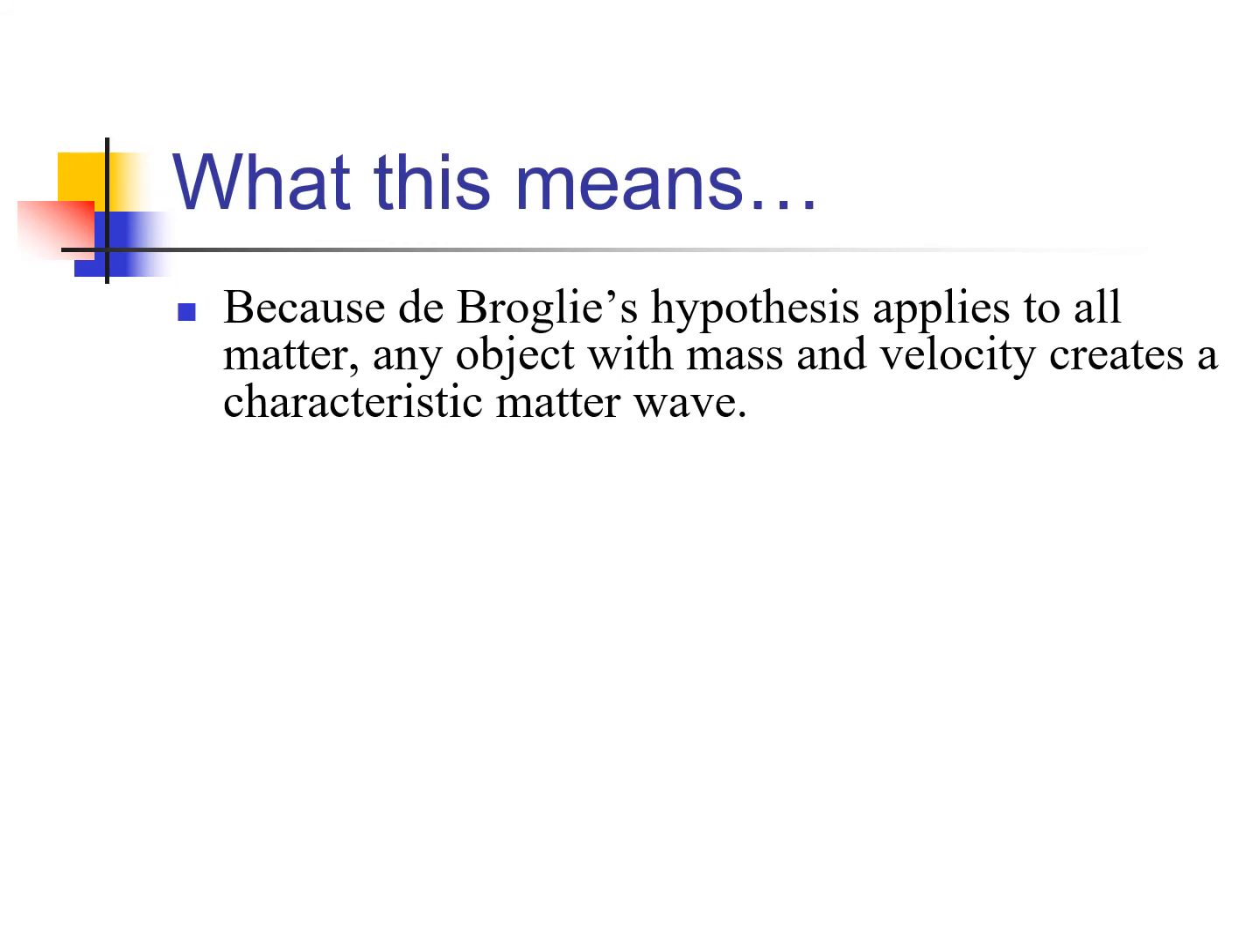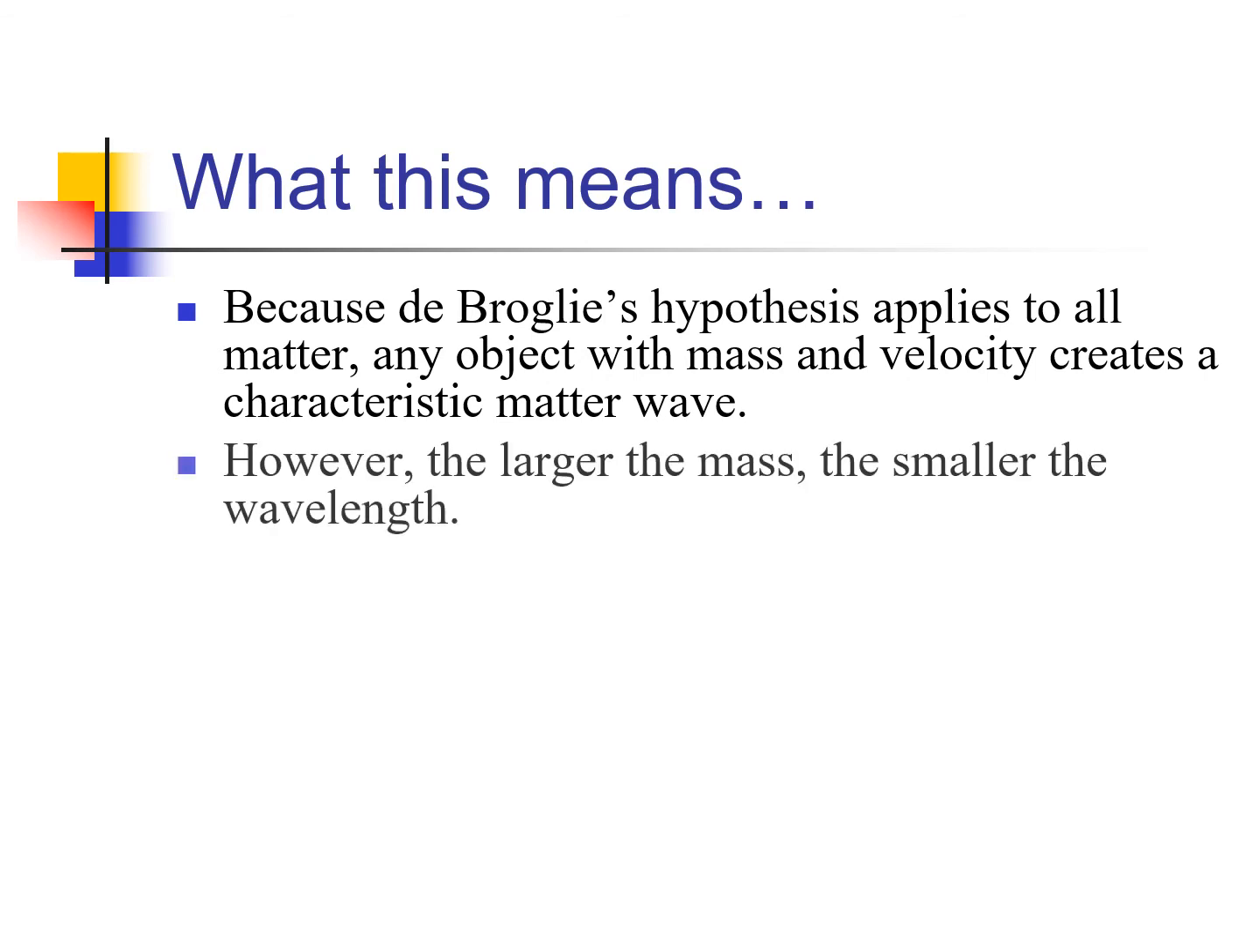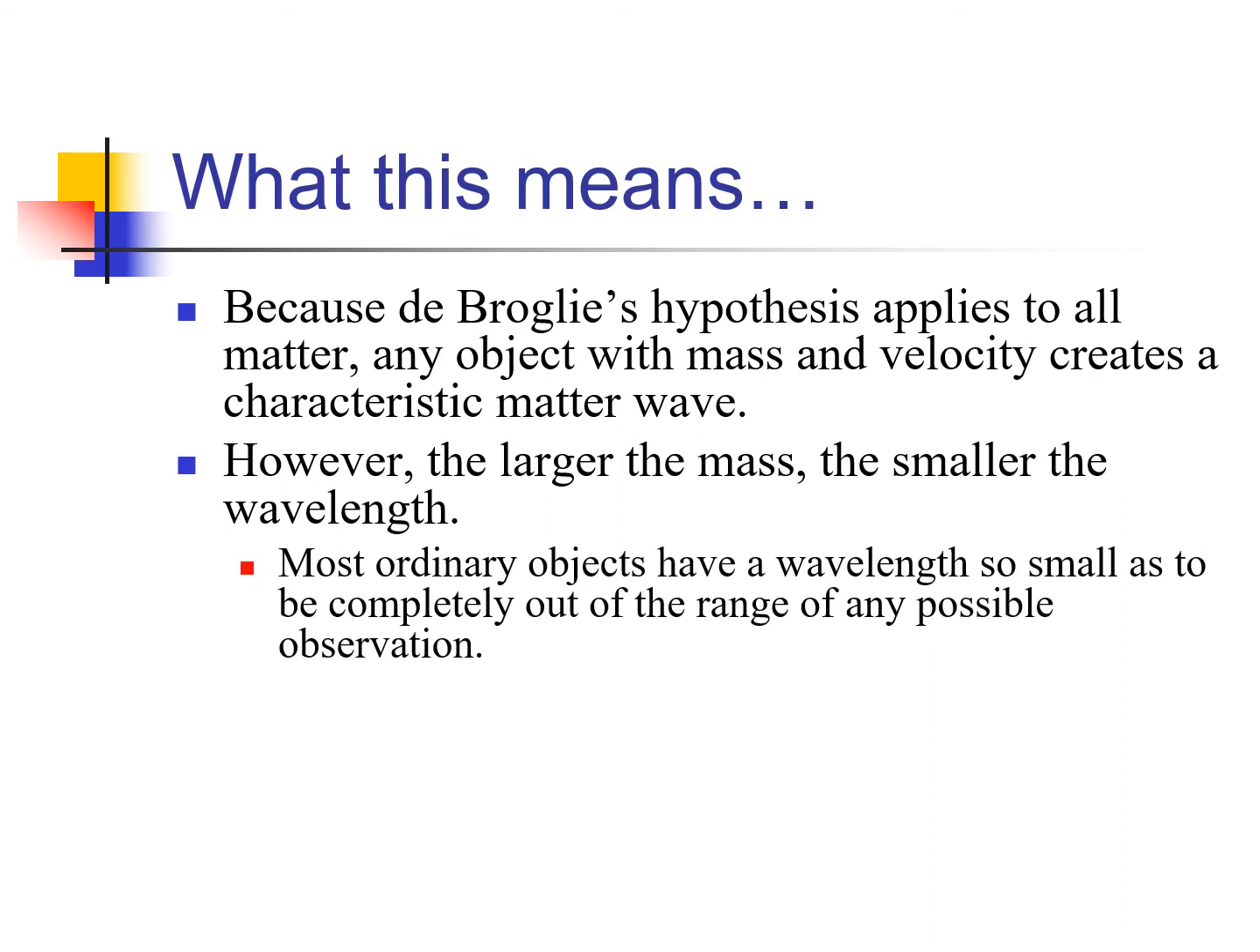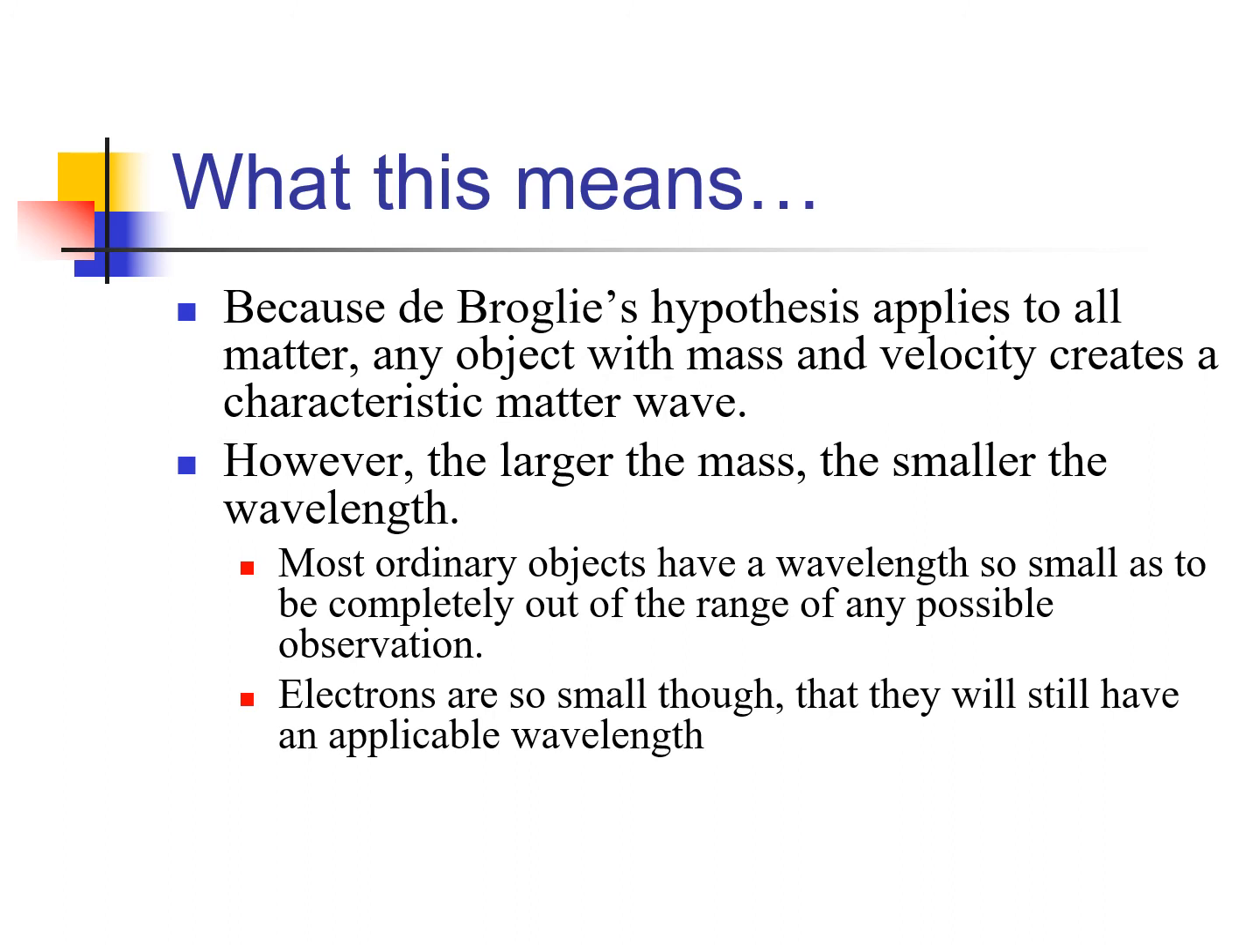Now, this applies to all matter, not just electrons. Any object with mass and velocity has or is a matter wave. But the larger the mass is, the smaller the wavelength becomes. Most ordinary objects that we deal with have such a small wavelength that it's completely out of the range of any possible observation. But electrons are so small that they will still have a reasonable, applicable wavelength.